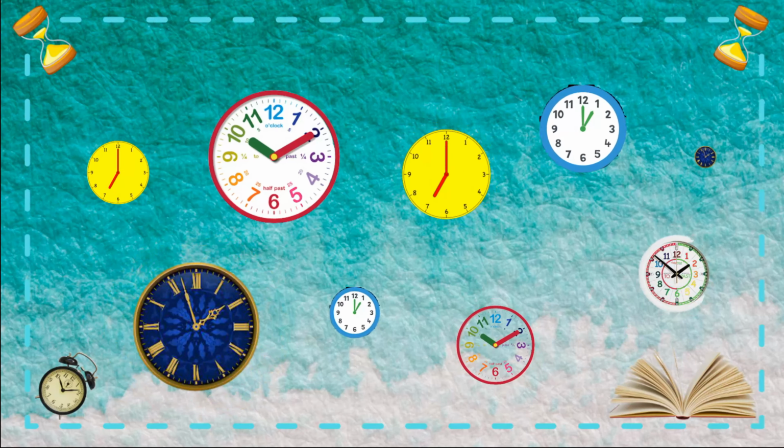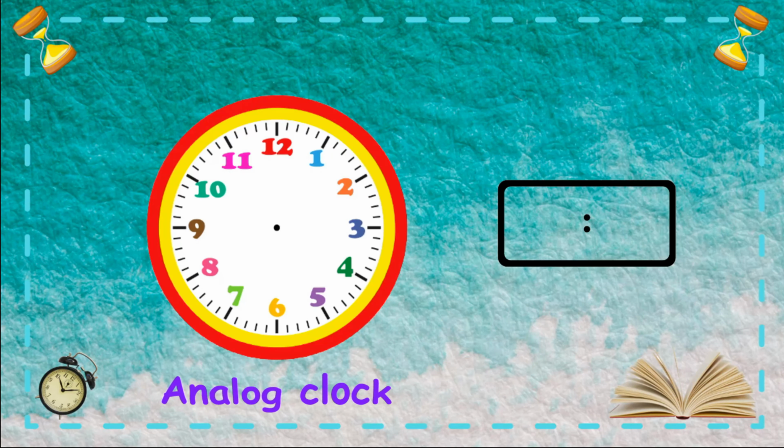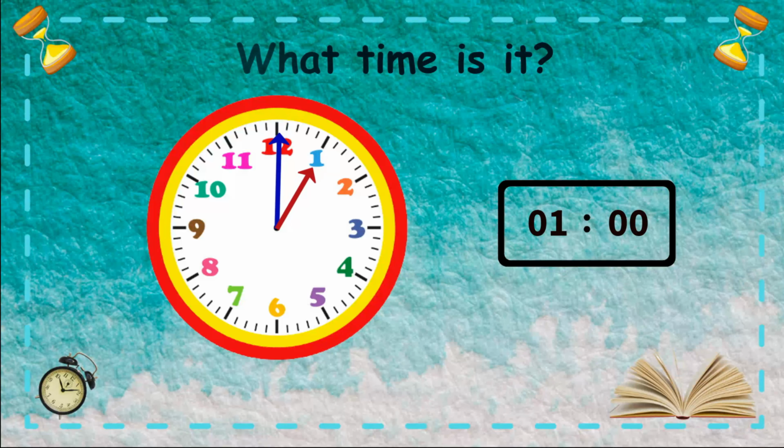Are you ready to learn how to say the time? Let's start. An analog clock has two hands. A short hand shows hours, and a long hand shows minutes. Let's have a look. What time is it?